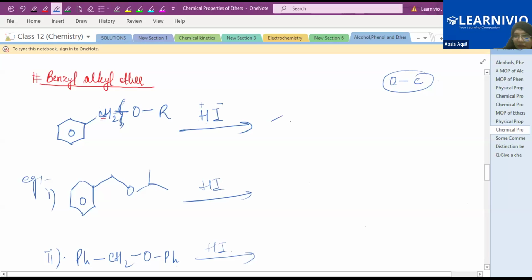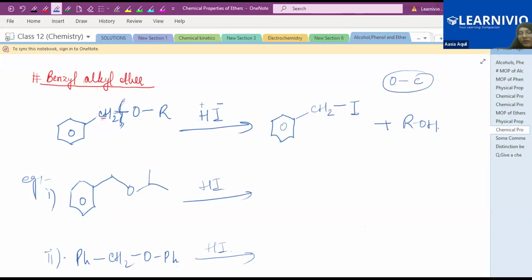So you will get your benzylic group, right? Benzylic carbon, and the iodine will get attached to the carbon, plus ROH, this hydrogen and RO. Okay, so this is your product.